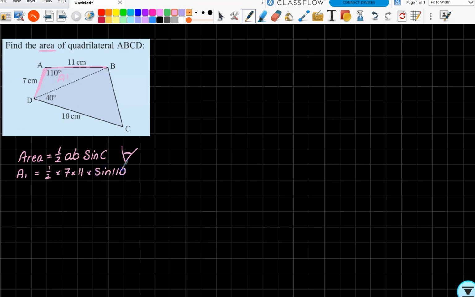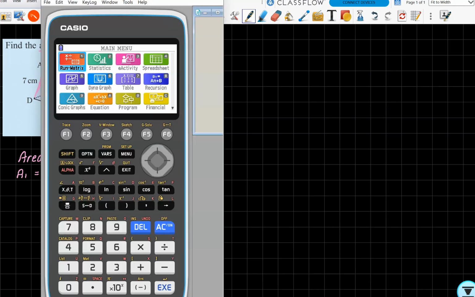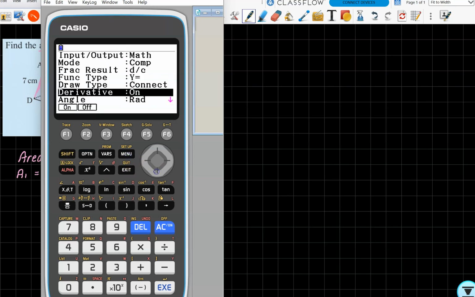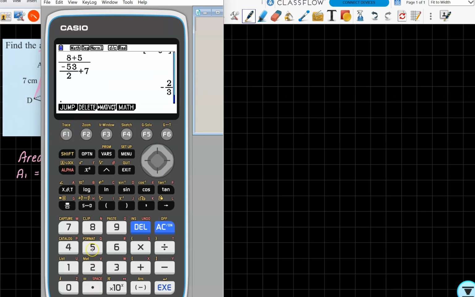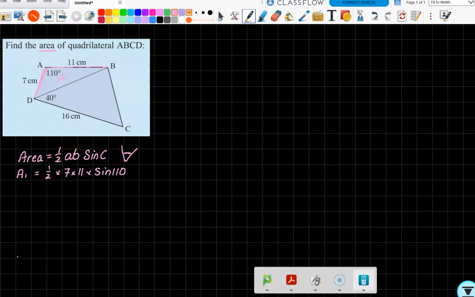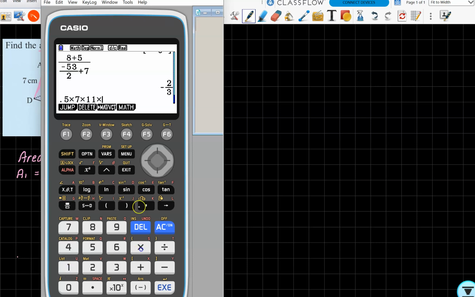Now, just before you go crazy into your calculator, do make sure that you check that your calculator is in degrees. Okay, oops, look at that, radians. So shift menu, and we'll scroll down and whack it in degrees, and now we're good to go. So 0.5 times 7 times 11 times sine 110. Okay, so 36.18.